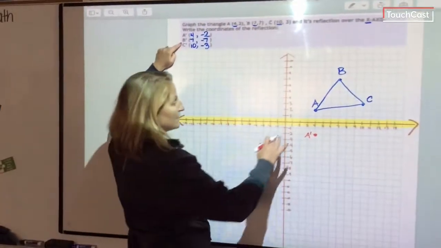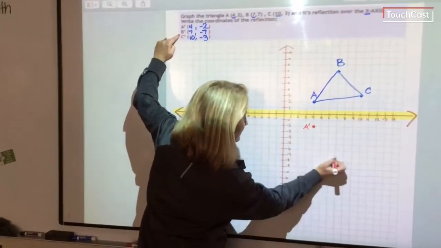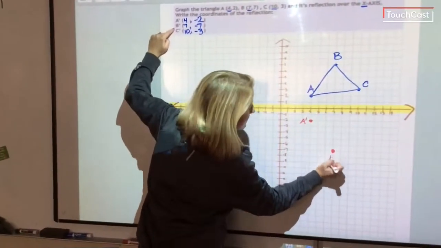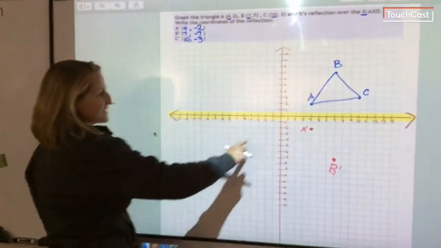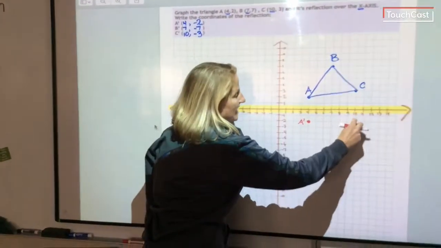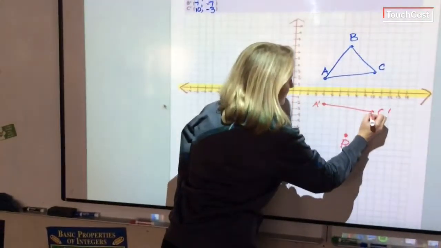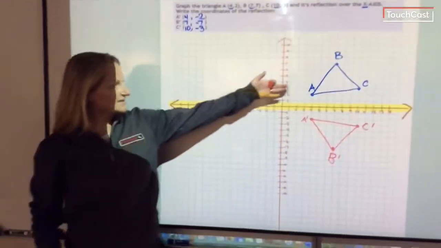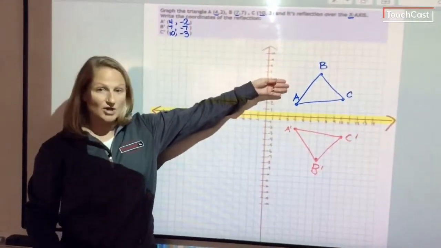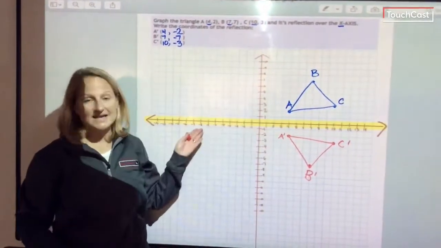Okay? Then B prime, 7, negative 7. That is going to be right here. And again, it's labeled B prime. And finally, C prime is at 10, negative 3. I'm going to go to the right 10 and down 3. Use your shape tool. And as you can see, it looks like we just took this triangle and we flipped it or reflected it over the x-axis.